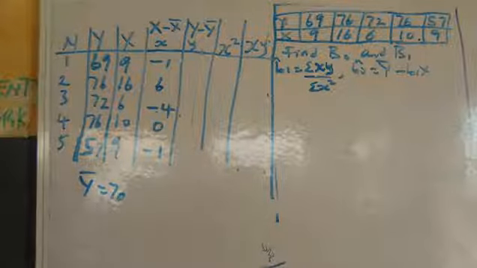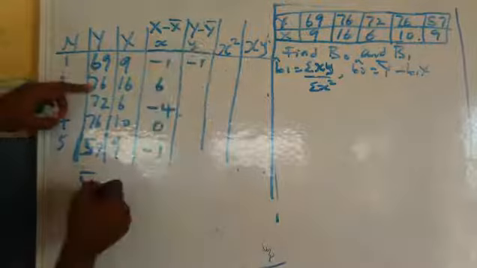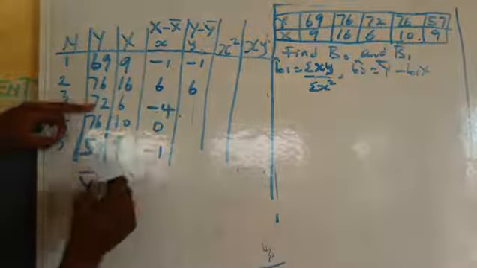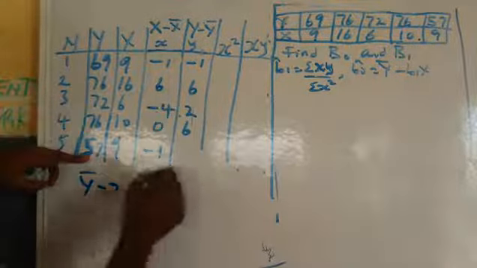So if your mean of y is 70, it means that we are going to say 69 minus 70, that's going to be minus 1. 76 minus 70, that's going to be 6. 72 minus 70, that's going to be 2. 76 minus 70, that's going to be 6. 57 minus 70, that's going to be minus 3.